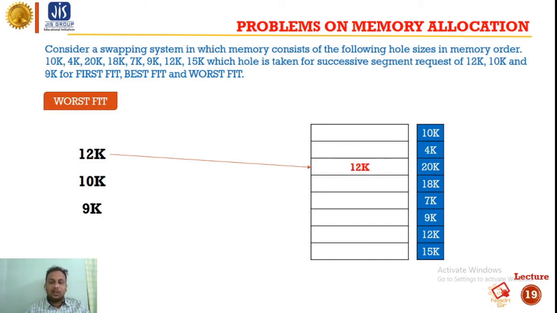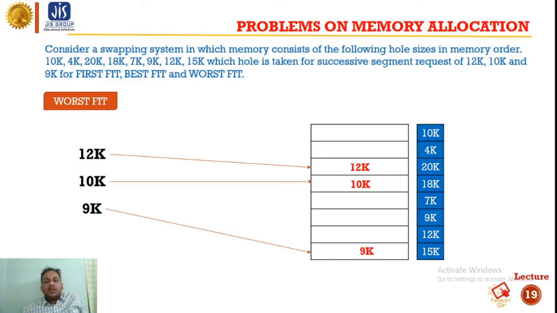After that, we will check the second largest among these, and the second largest is 18k. So 10k will be inserted at the second largest. Next, we will check the third largest. So 15 is the third largest, so 9k will be inserted.